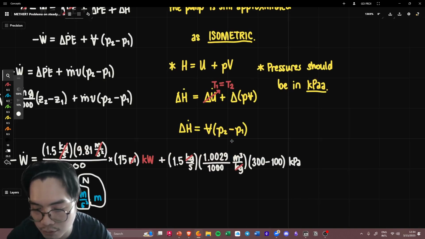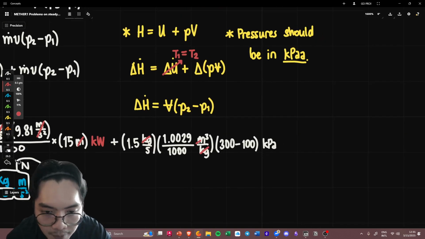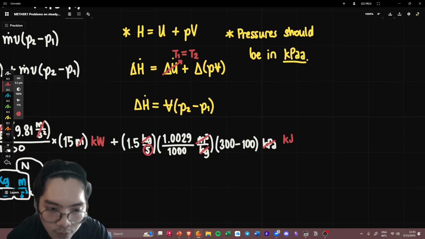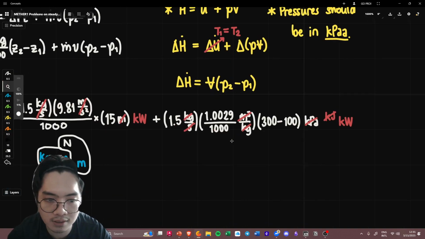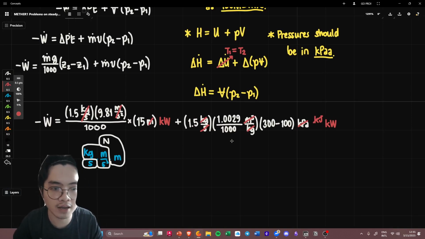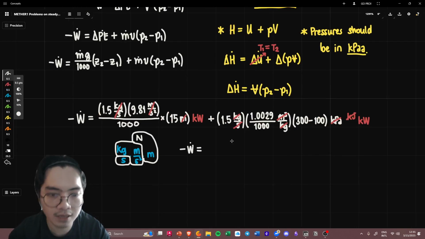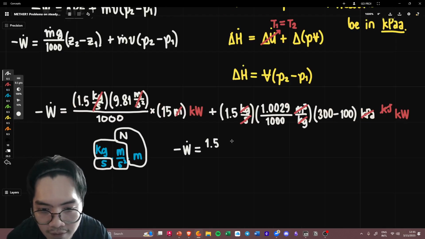Why does this matter so much? Because look, meter cubed times kPa. If you remember, combining them should give you a kilojoule. And then if you combine it with the second, you get kilowatts as well. And so once you put everything together, we will have negative W equal to 1.5 times 9.81 all over 1000.